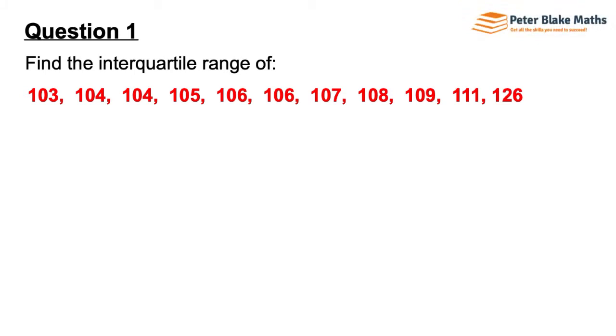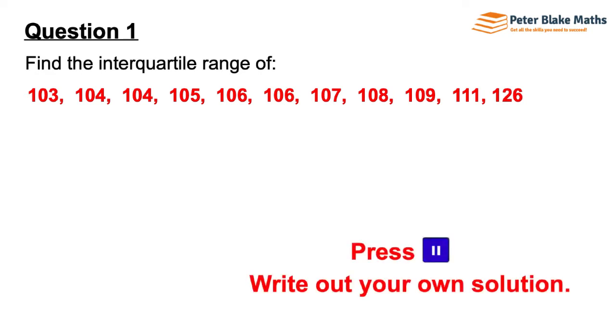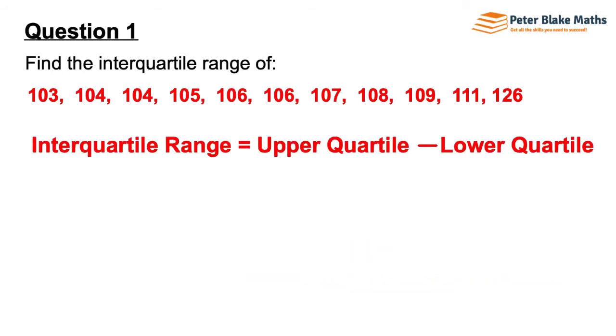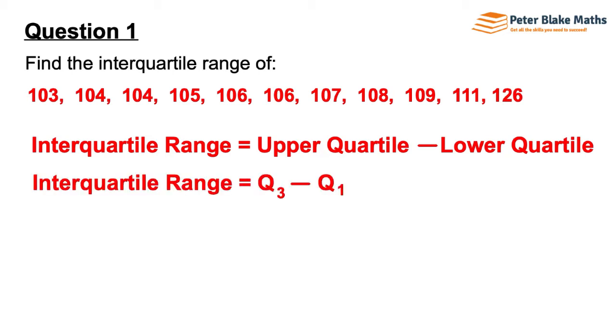Question 1. Find the interquartile range of this set of numbers. Interquartile range is found by taking the upper quartile and subtracting the lower quartile. Another way of saying it is interquartile range is Q3 minus Q1.